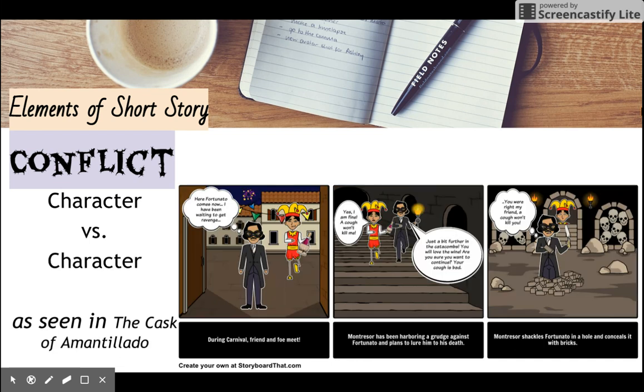Next, we have character versus character. So this is when 2 characters in the text create the conflict between each other. So maybe they're enemies. And a good example of this is seen in The Cask of Amontillado, a short story by Edgar Allan Poe, where maybe at the end someone ends up dead because there are 2 characters pinned against each other.